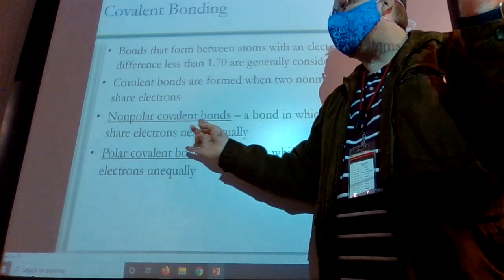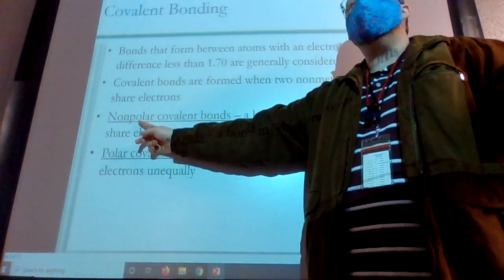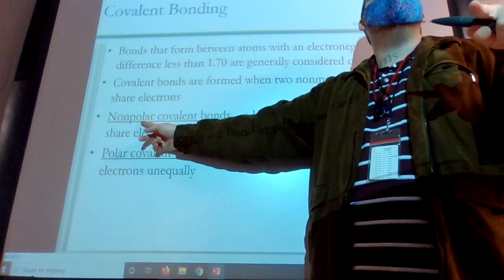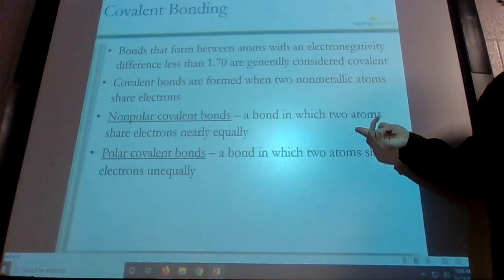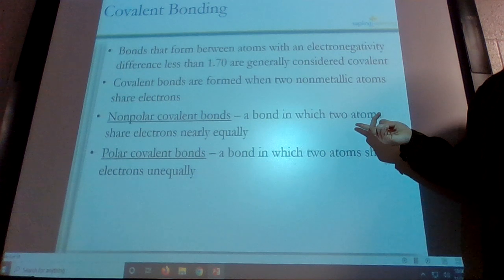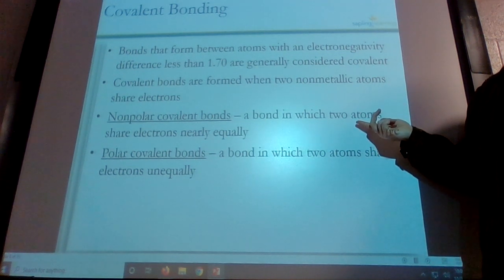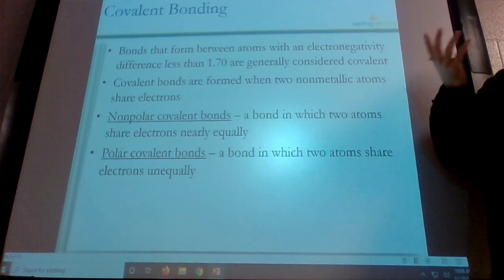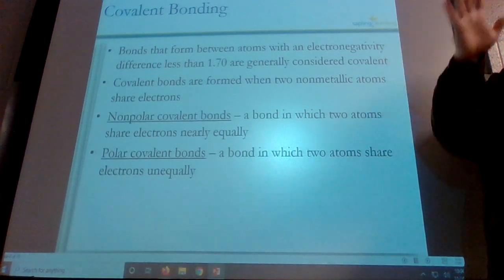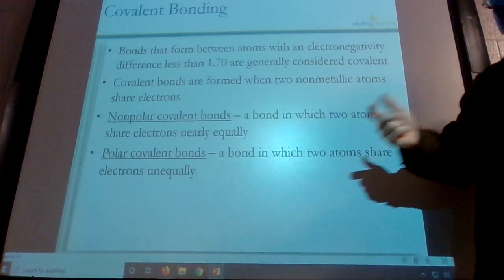We have 2 different types of covalent bonds, nonpolar and polar. Nonpolar is where they share the electron equally. It's usually going to be between the same types of atoms, like 2 bromines can share electrons in between them. Neither one of the bromines is going to be stronger than the other one, so the electrons are going to sit pretty much in the middle.